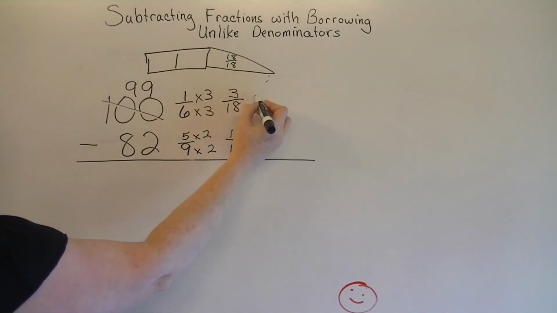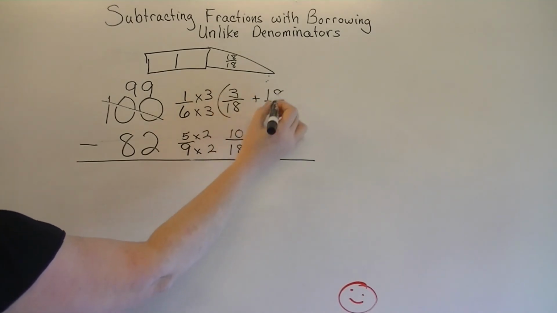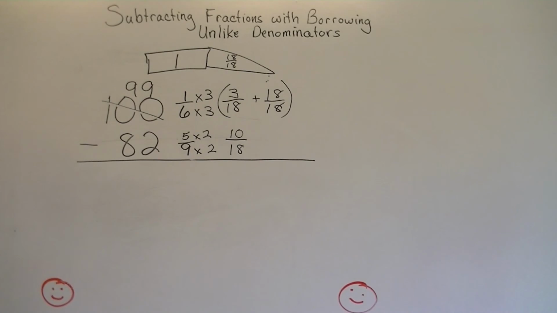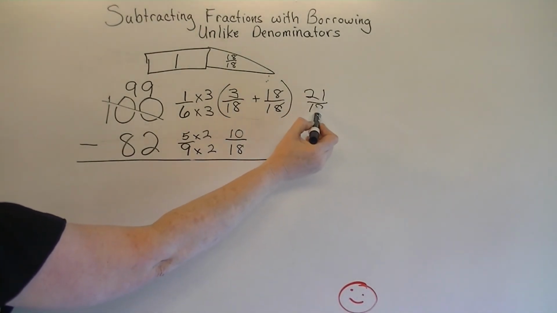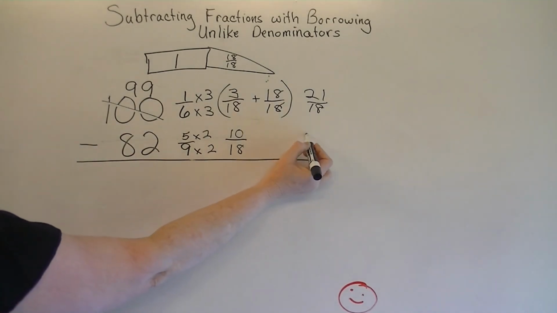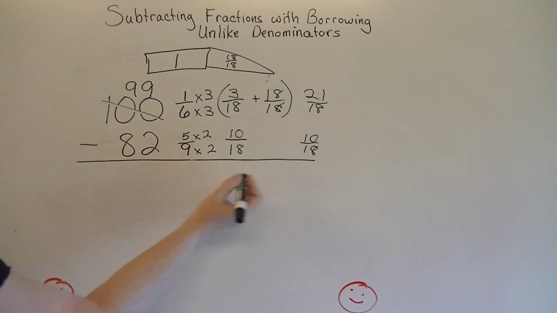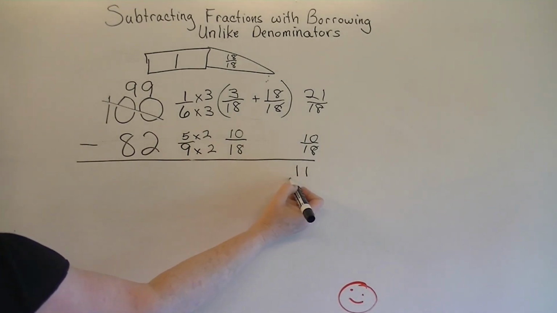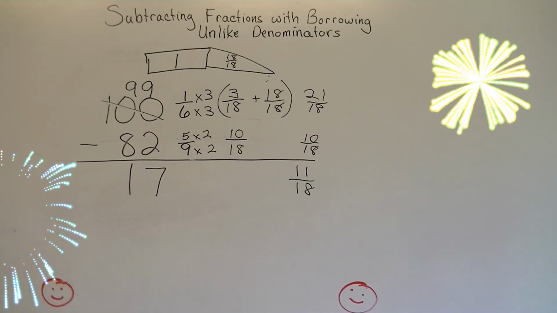So it's going to spit out. And I'm going to put parentheses around it and add it. And 3 plus 18 is 21. Keep my same denominator. I'm going to slide this over. And it's a subtraction problem. That would be 11 over 18. And then I'm going to come over and subtract my whole numbers. This is subtracting fractions with borrowing with unlike denominators.